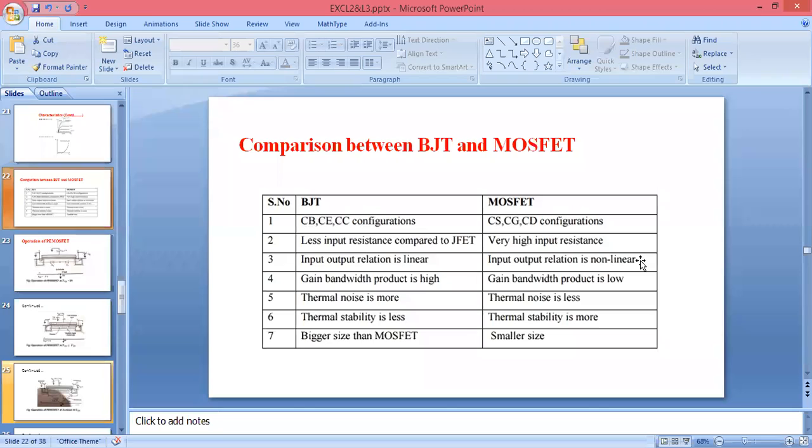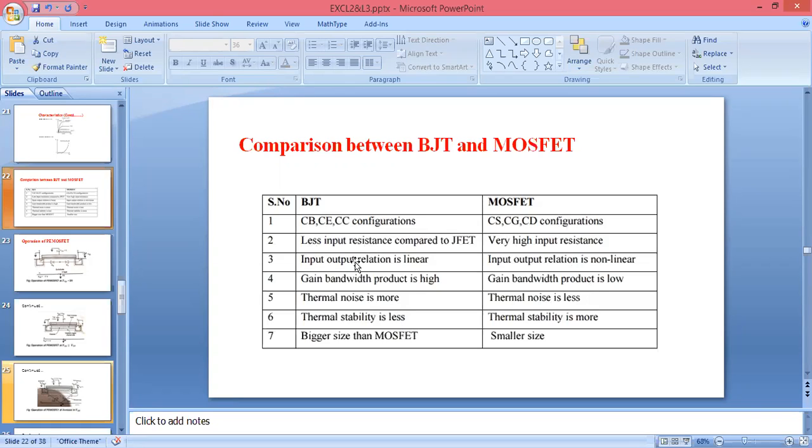So you can see here BJT has three terminals that are base, emitter and collector. MOSFET has three terminals: gate, drain and source. That's why there are three configurations: CS, CG and CD. C stands for common. As compared to the MOSFET, in BJT there is less input resistance. But if you compare MOSFET with BJT, there is a very high input resistance. And thermal noise is more in BJT, but as compared to BJT, thermal noise is very less in a MOSFET.